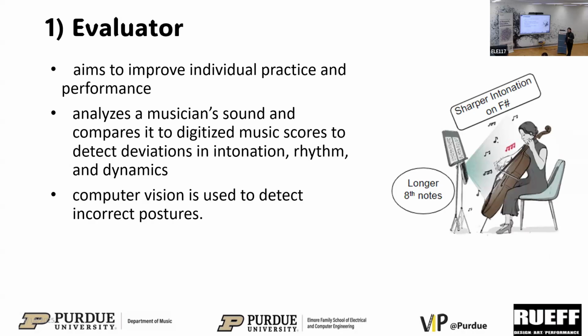The first one is the evaluator. It aims to improve individual practice and performance. It analyzes the musician's sound input, then compares it to the digitized score, and detects deviations in intonation and rhythm. There are already some tools doing this, for example My Pianist, I think made in Finland, and Violi from China. The third one is a little more novel: we will detect incorrect postures by computer vision and machine learning to prevent injury.